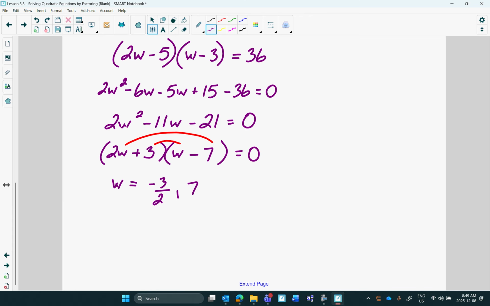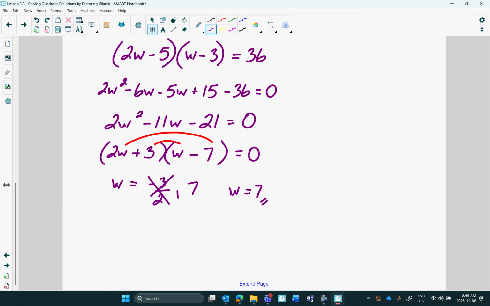But think about the problem. It's a rectangular field, right? And these are the dimensions. Which one of these answers makes no sense? The negative, right? You can't have a negative dimension. So it can't be this. So W must only equal 7.